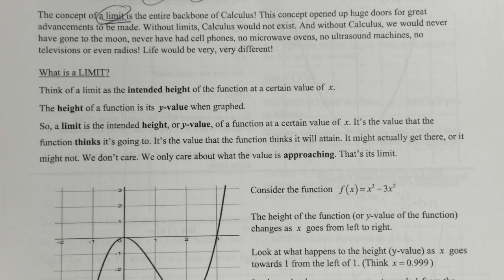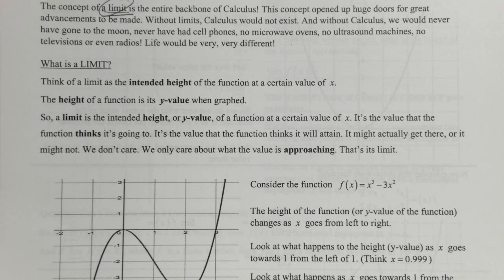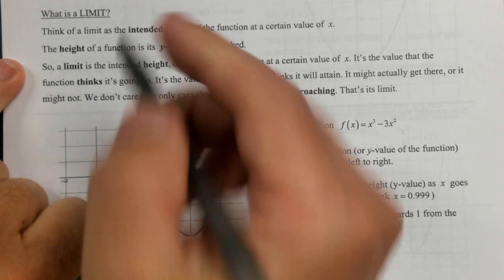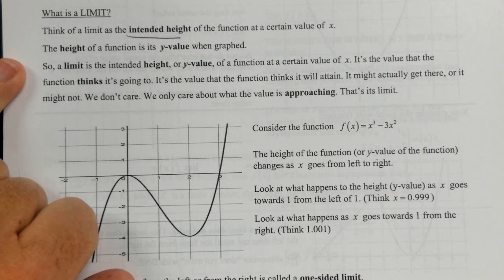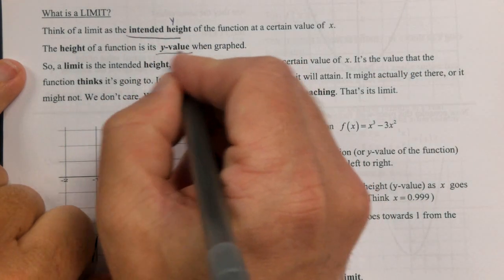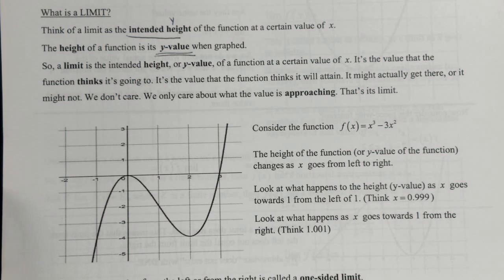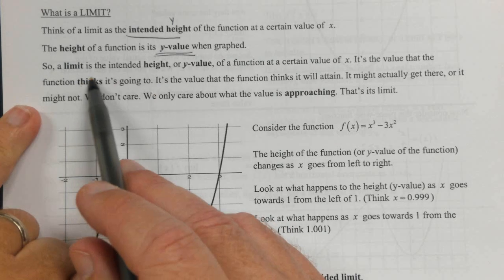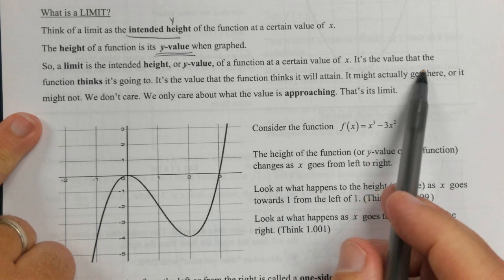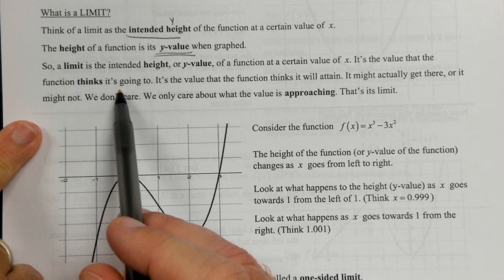So this is the very basic background of calculus, is limits. After this unit, we don't use them as much. We sort of kind of skip past them, but they're always going on in the background. Think of a limit as the intended height of a function at a certain value of x, or the intended y value. The height of a function is its y value. Like, what are we headed toward? Not necessarily what it's at, but where's it going? The limit is the intended height, the intended y value of a function at a certain x value. It's the value that the function thinks it's going to.